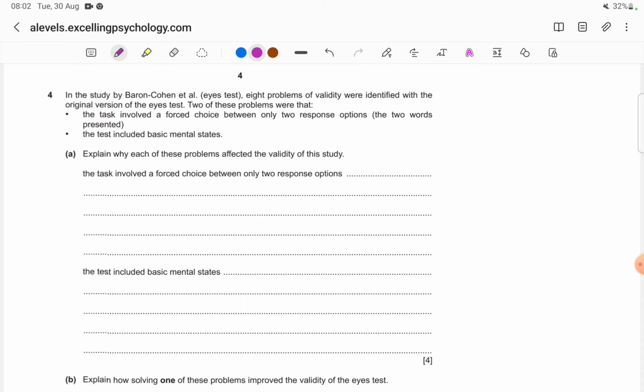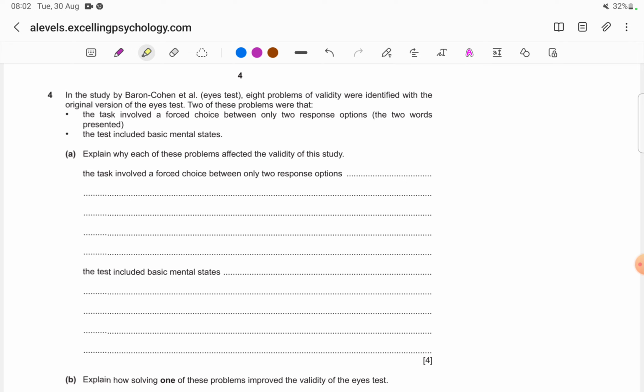I'll read out the question first. In the study by Psycalloyz et al., ICE test, 8 problems of validity were identified with the original version of the ICE test. 2 of these problems were that the task involved a forced choice between only 2 response options, the 2 words presented. The test included basic mental states. Explain why each of these problems affected the validity of the study.